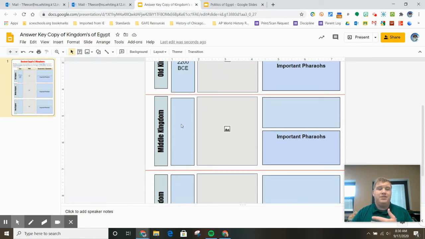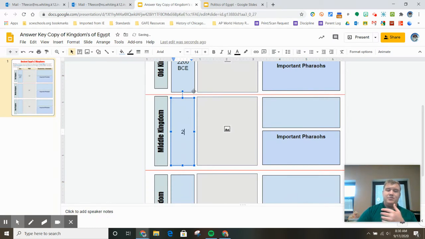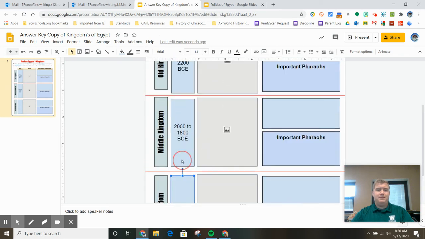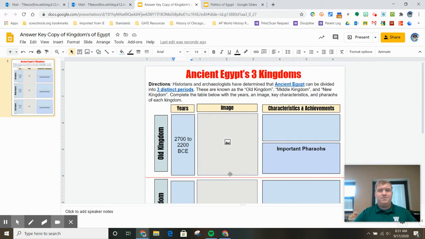Go down to the Middle Kingdom, and I already forgot what this was, 2000 to 1800 BC. So I'm going to put 2000 to 1800 BCE. And then finally, if it allows me, we are going to go to 1600 to 1100 BCE. All right. So we already have the time periods taken care of, but let's talk a little bit more into the characteristics and achievements of those kingdoms.